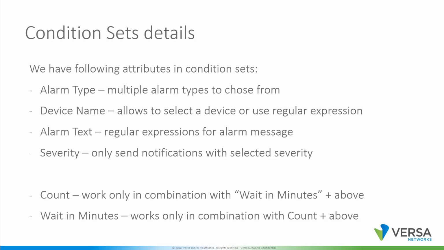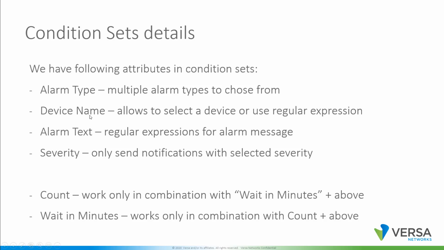Now let's review condition sets that we just saw. They can contain multiple attributes or conditions. Those can be like alarm type. It can be a type that signifies what has happened. It might be interface went down, or BGP session down or up, or maybe we're out of memory on one of the devices or director, and so on and so forth.